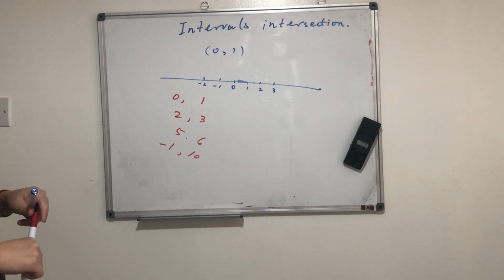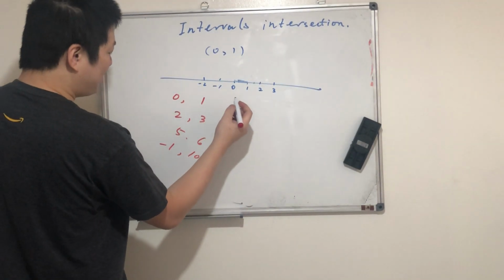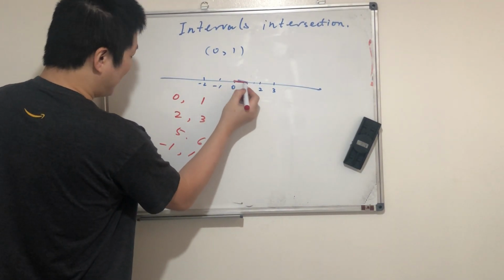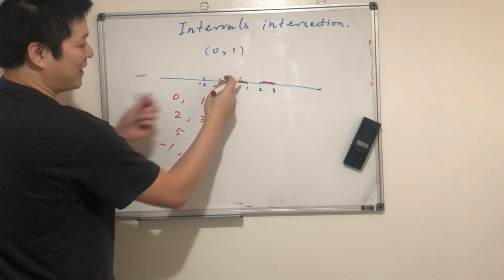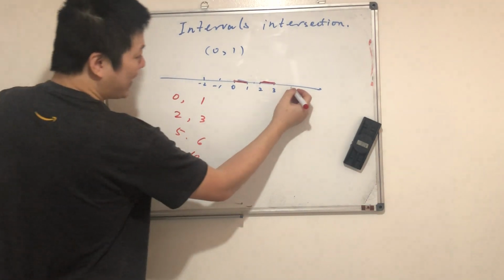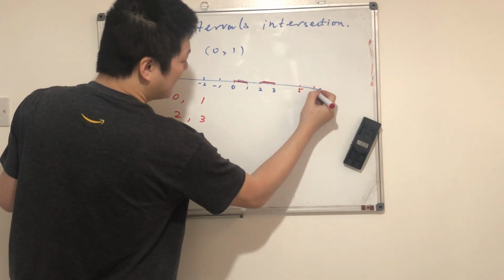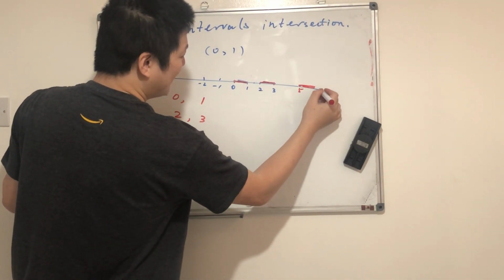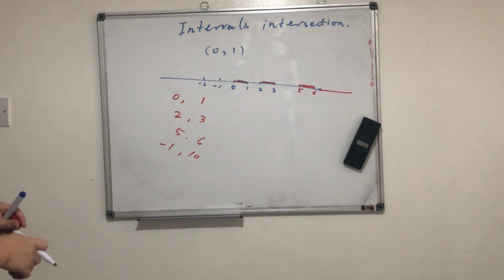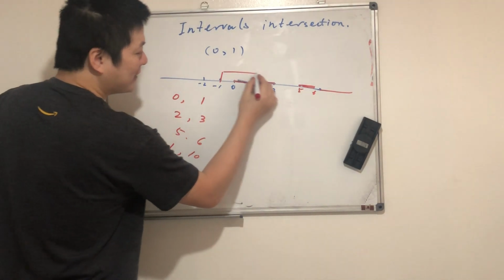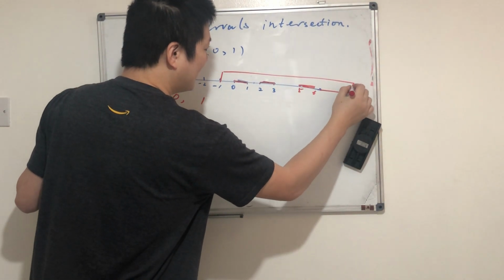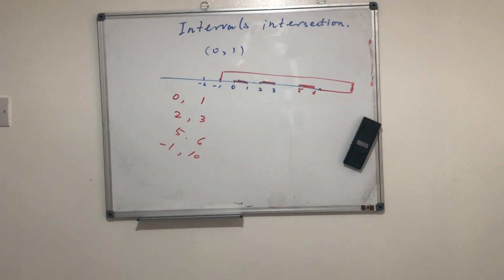So what does it mean? 0, 1 is here. 2, 3 is here. They're not intersecting each other. They're separate. 5, 6 is here. But what about -1 and 10? -1 is here, and then I need to do this.